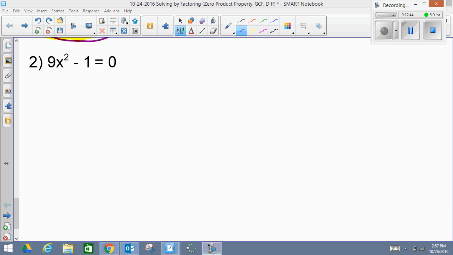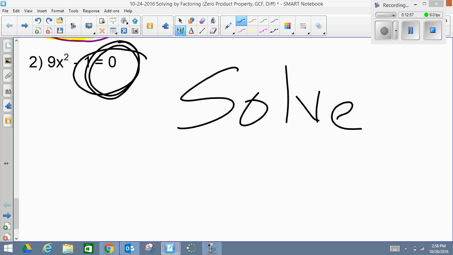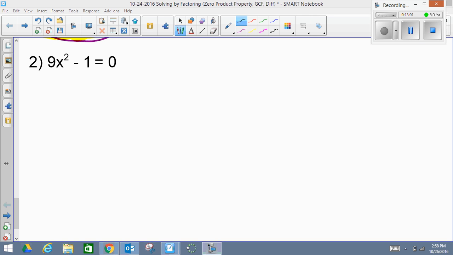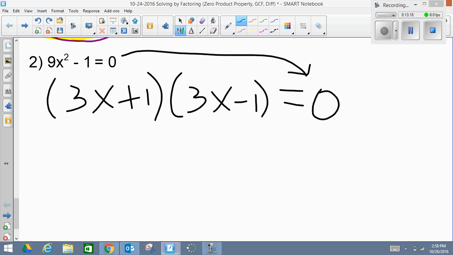But if I have my expression equal to 0, or equal to any other value, equal to 0 in this case, then that means I have to solve. So my question will be solve, which means find the values of x. So let's proceed to do this. First thing I have to do is GCF, difference of squares, trinomials. This is my difference of squares, which we factor at the top. My answer for that difference of squares was 3x plus 1, 3x minus 1, equal to 0.